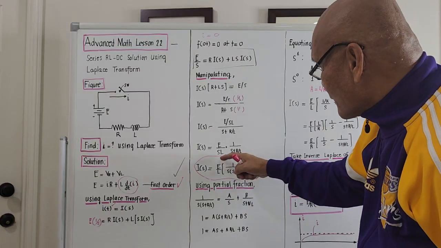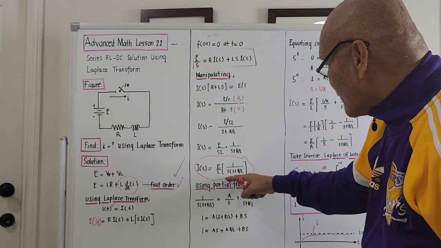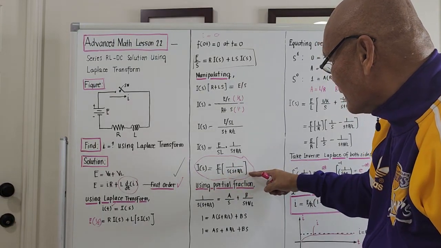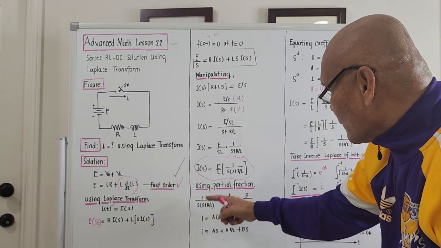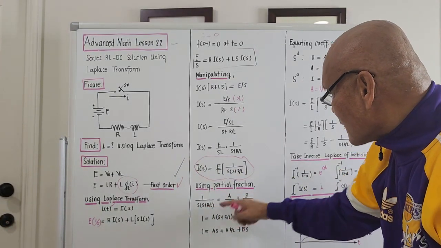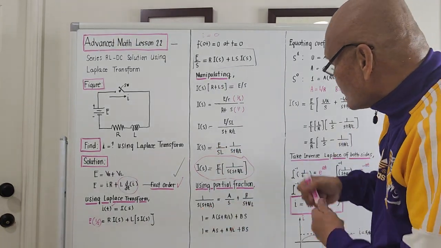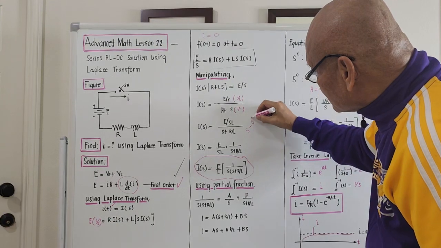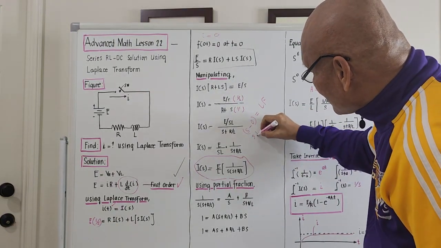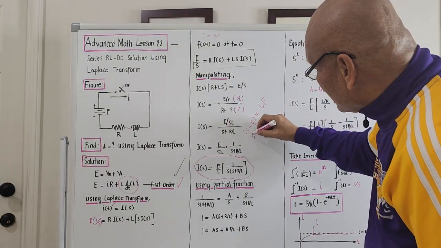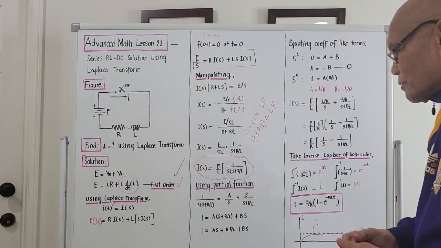For the meantime, forget E over L, okay? Just take the equivalent of 1 over S times the quantity S plus R over L in terms of partial fraction. So 1 over S times the quantity S plus R over L should be equal to, S is actually S minus 0, right? It's a linear factor. And S plus R over L is also a linear factor. So they are both linear factors, right?